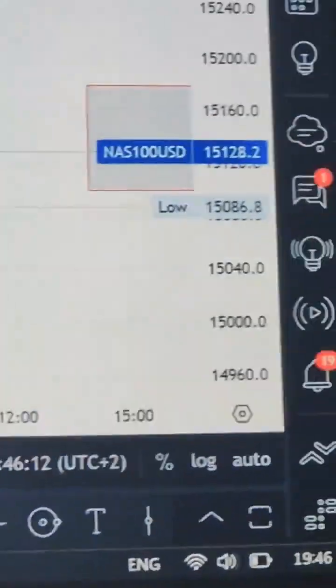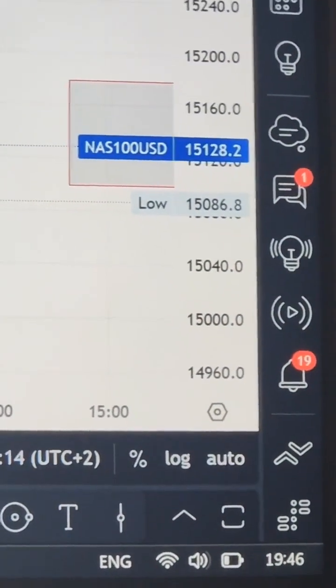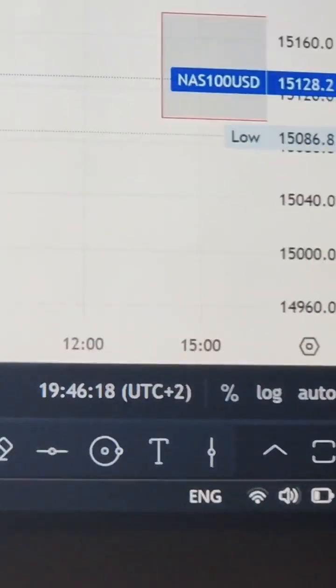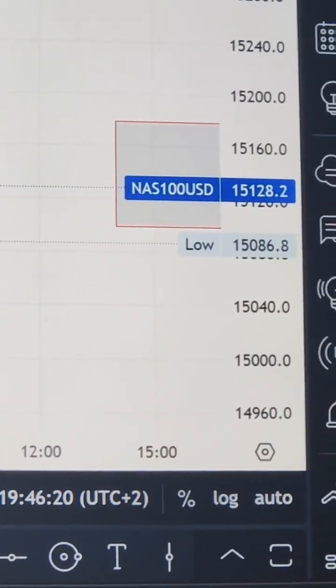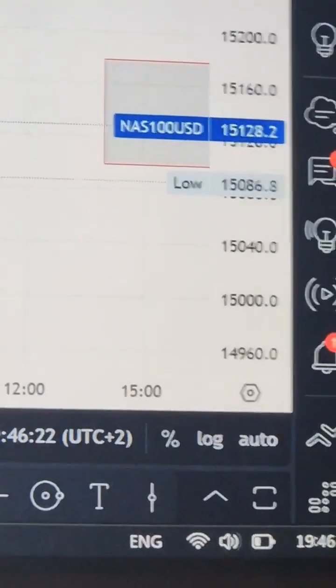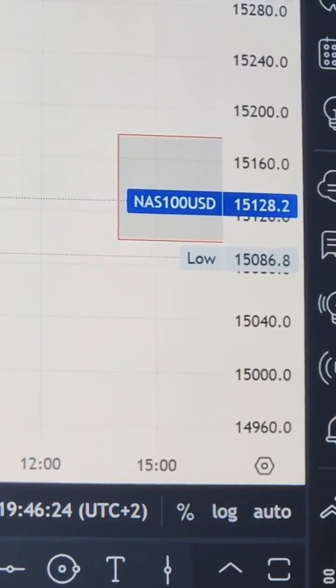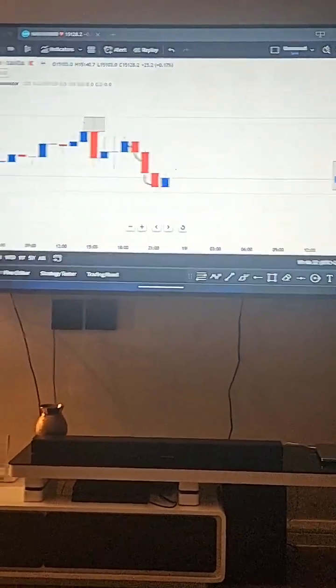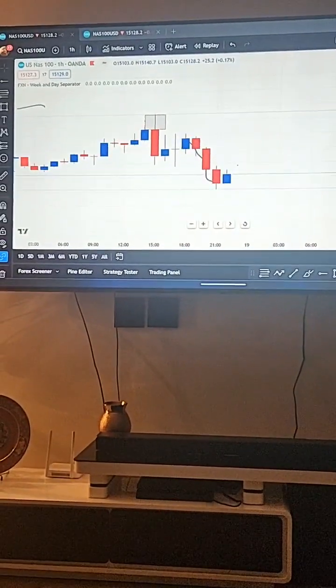Now, what you can also see over here is when the market opens, there is a timer telling you how long it's going to take before the next candle opens. All right. So this is going to show you when the next candle is about to open.